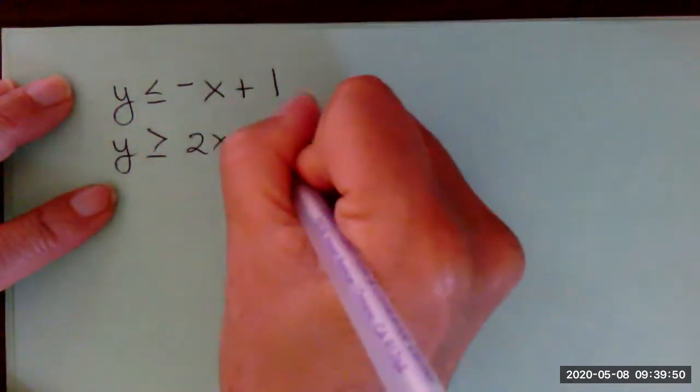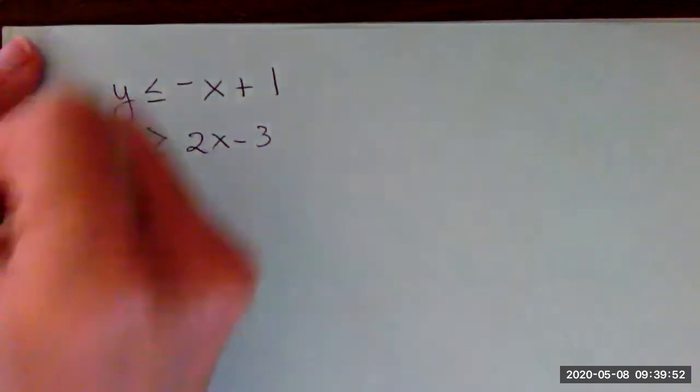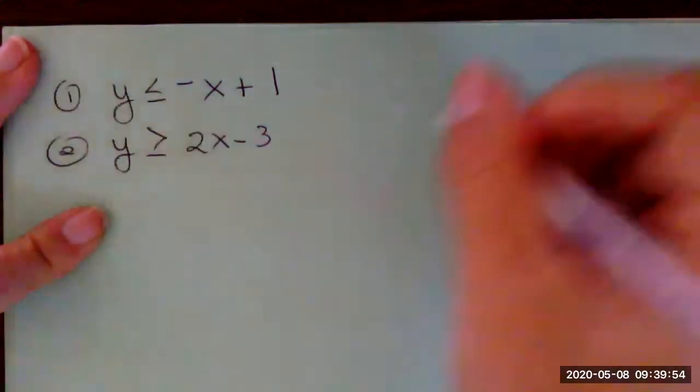All right, before we get started, let's do one that you should be pretty familiar with, kind of like our warm-up. So let's go y is less than or equal to negative x plus 1, and y is greater than 2x minus 3. All right, I'm going to call this equation 1 and equation 2.